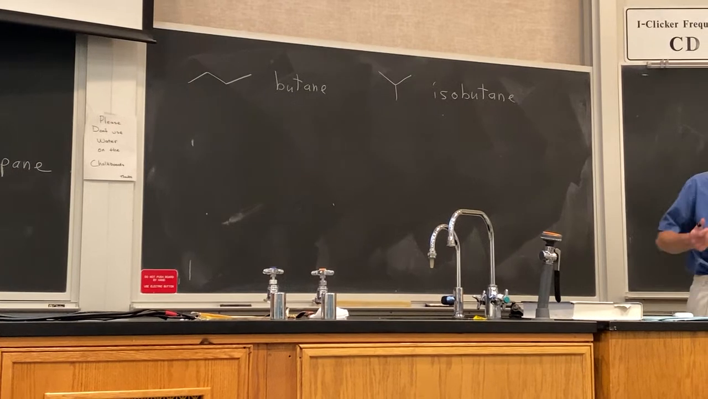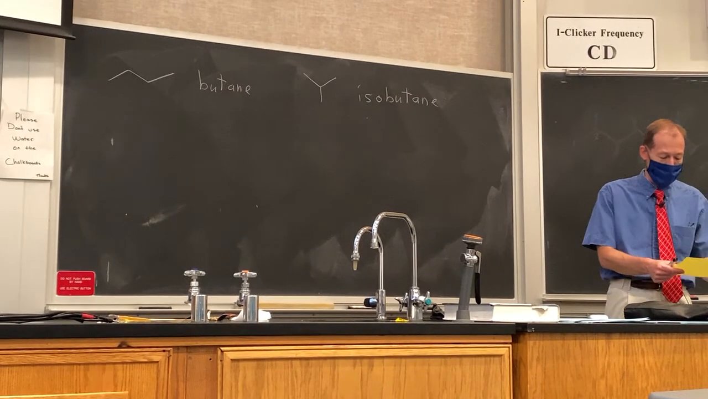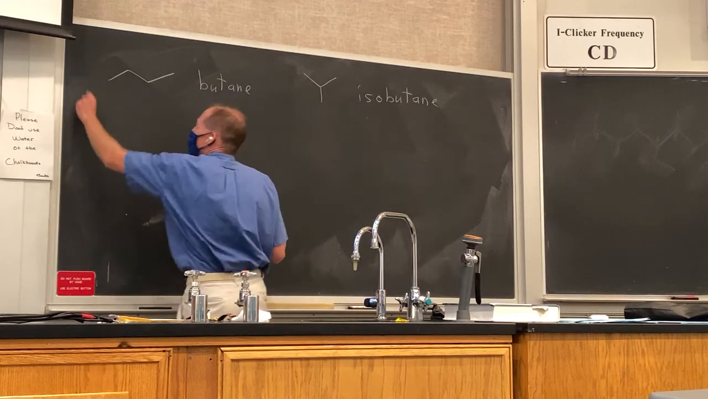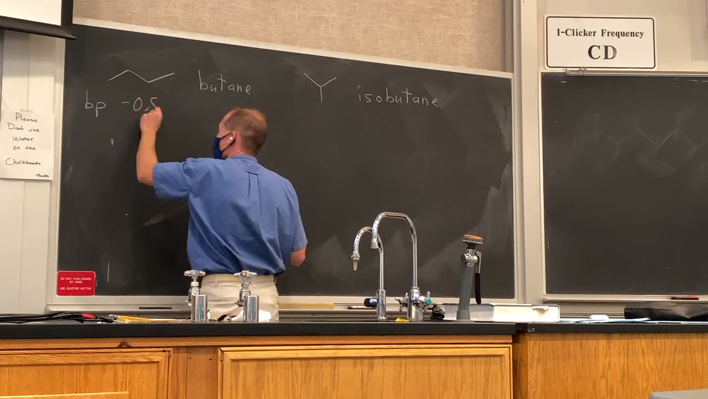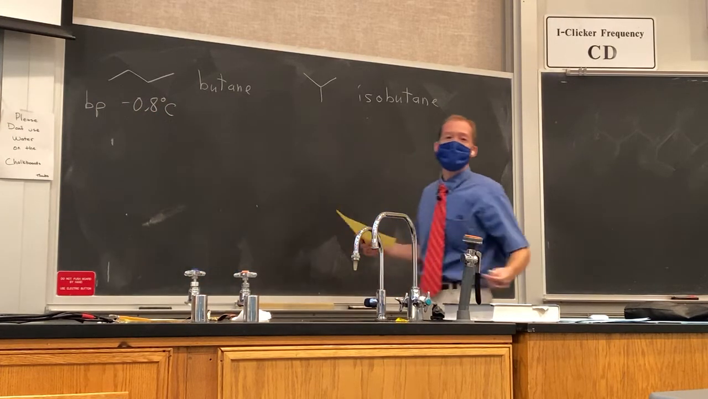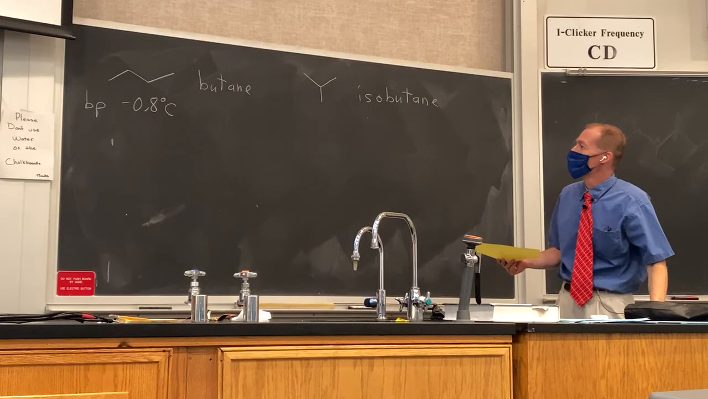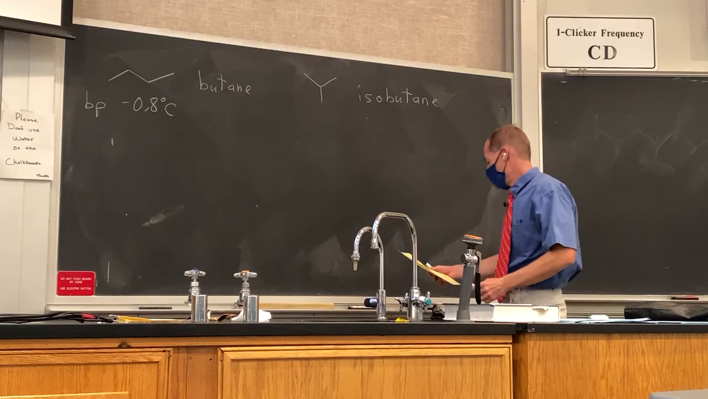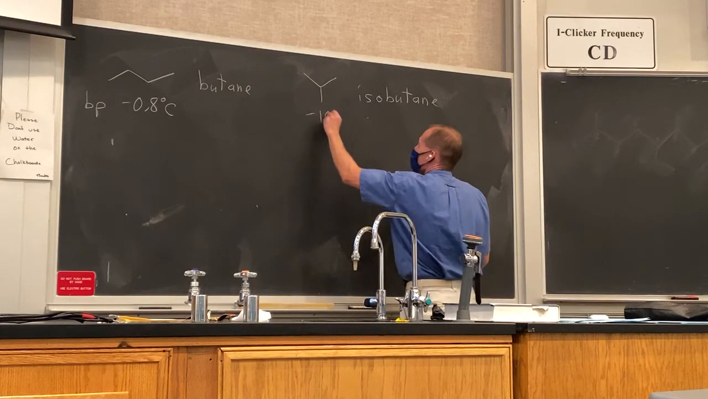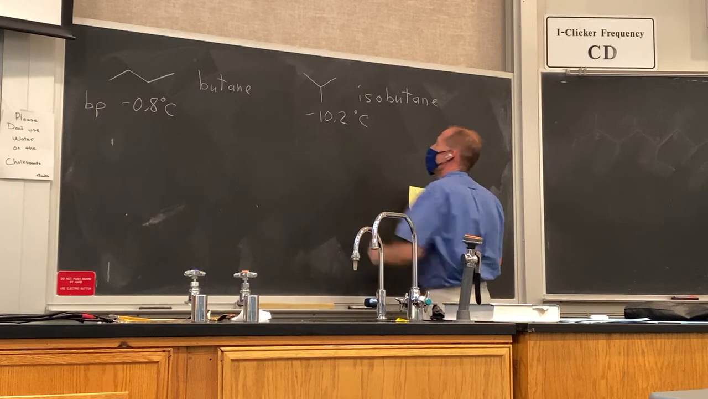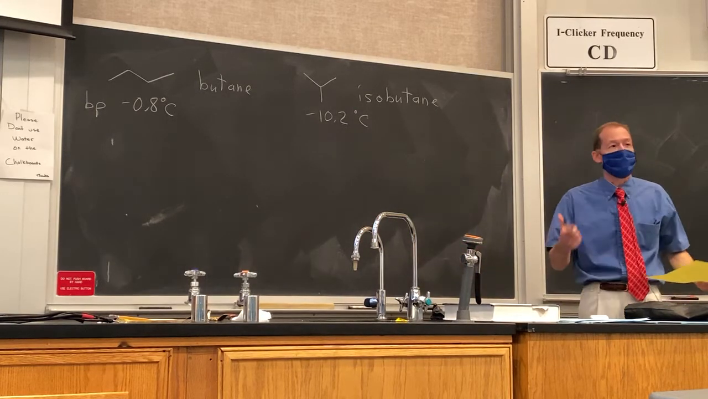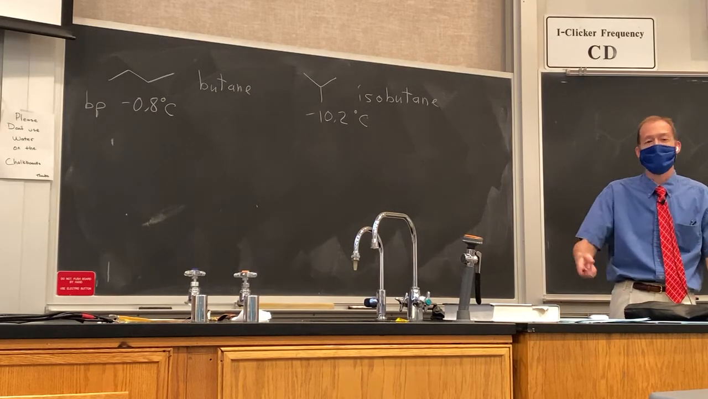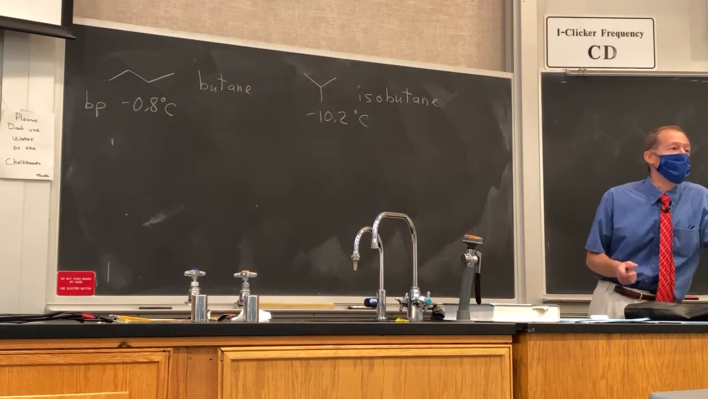Which one would have the higher boiling point, butane or isobutane? Butane has the higher boiling point, more surface area. So the boiling point of butane is slightly less than 0 degrees. You have to cool it down below the temperature of ice in order to get it to liquefy. And then isobutane, minus 10.2. Butane is actually the fuel that's used in lighters. Any kind of lighter, like a cigarette lighter or a lighter for a grill, would have butane inside.